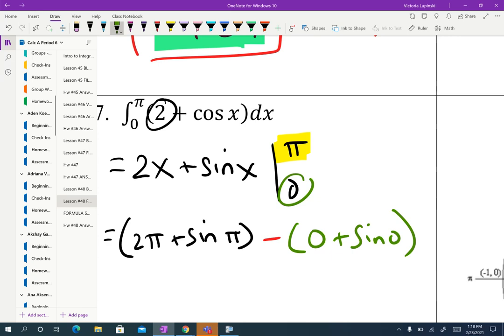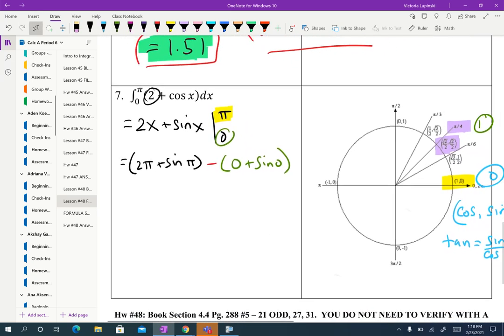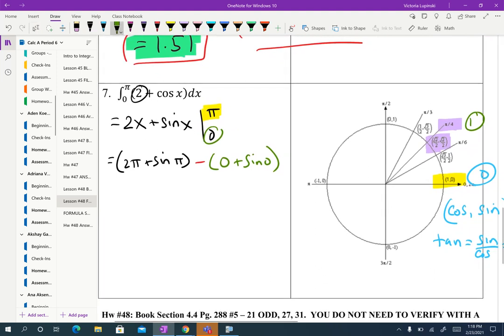If you need to evaluate those sine values, again, you can either use your calculator or you can use this handy little reference that I gave you next door. Remember, the sine is the y value. So if you're trying to find the sine of pi, you're going to choose the y value, which would be 0. If you're going to do the sine of 0, you would choose the y value, which would be 0 as well. So here, you're going to get 2 pi, plus the sine of pi, which is just 0, minus 0 plus the sine of 0, which is also 0.